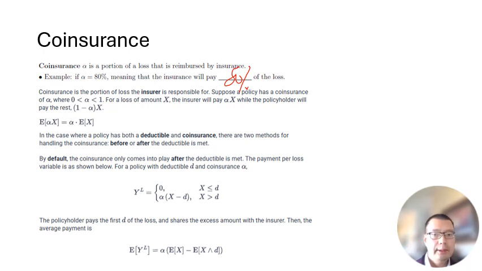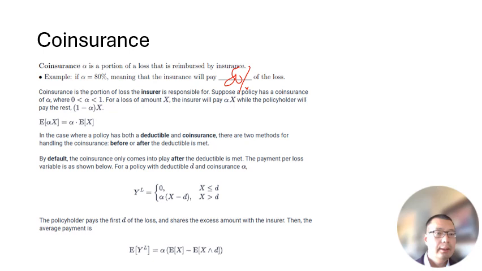Suppose the policy has a coinsurance of alpha, where alpha is less than 1 and greater than 0. For a loss of amount x, the insurer will pay alpha x, while the policyholder will pay the rest, (1 minus alpha) x. And according to the expected values property, we know that the expected value of alpha x will be alpha times the expected value of x.